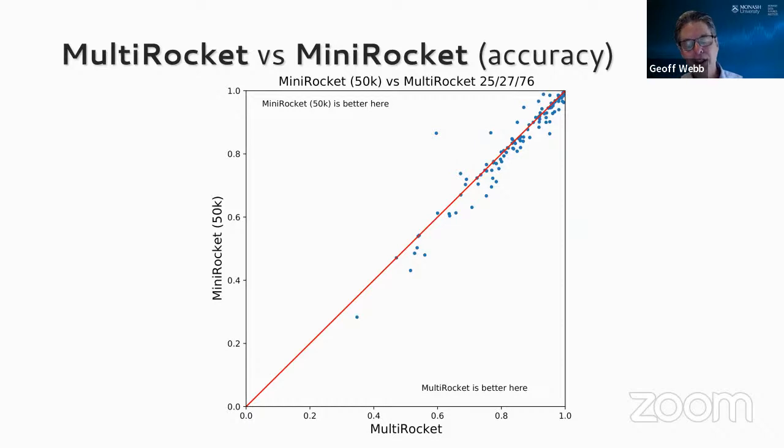So where the point is below the line, MultiRocket is more accurate on that task, and where it's above the line, MiniRocket is more accurate. And it turns out that MiniRocket is more accurate 25 times and MultiRocket is more accurate 76 times. So it is most of the time more accurate.